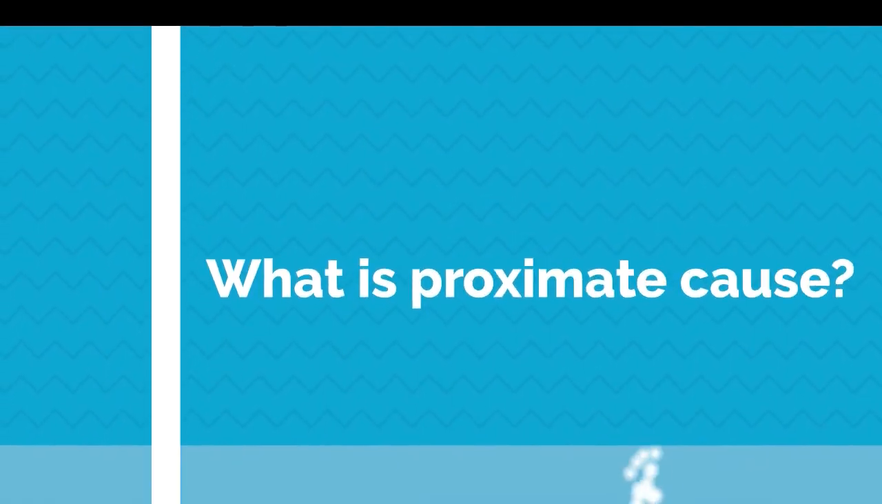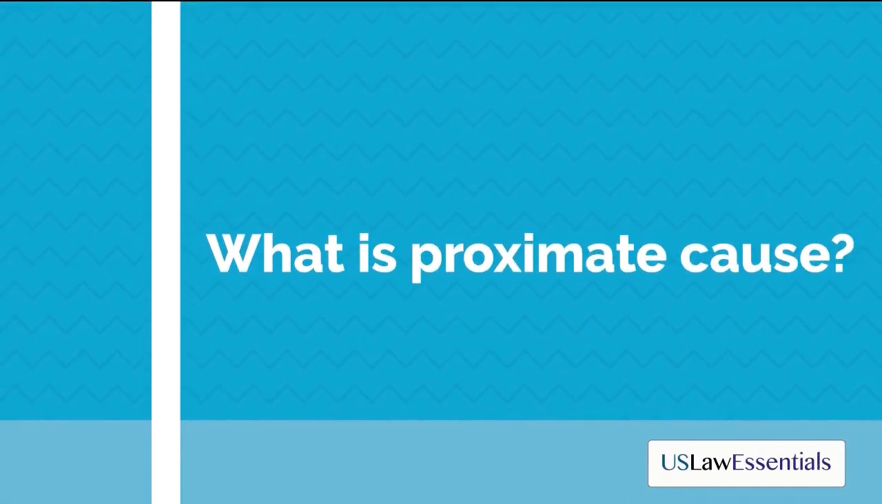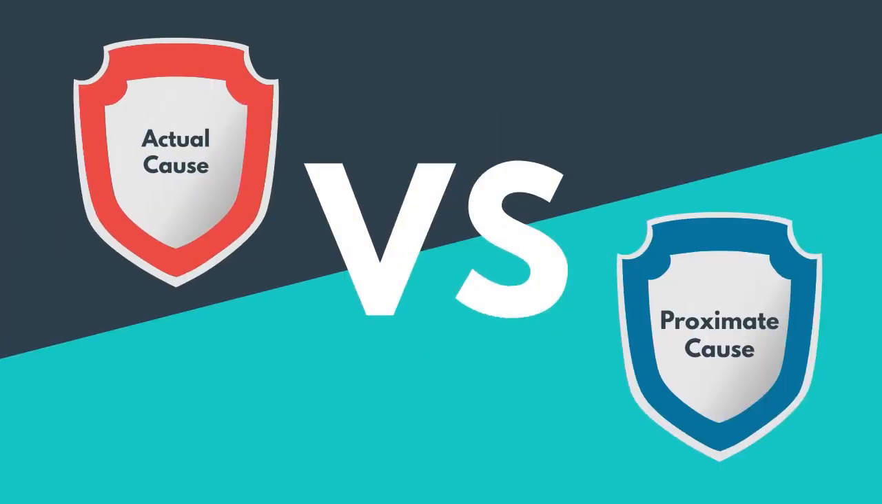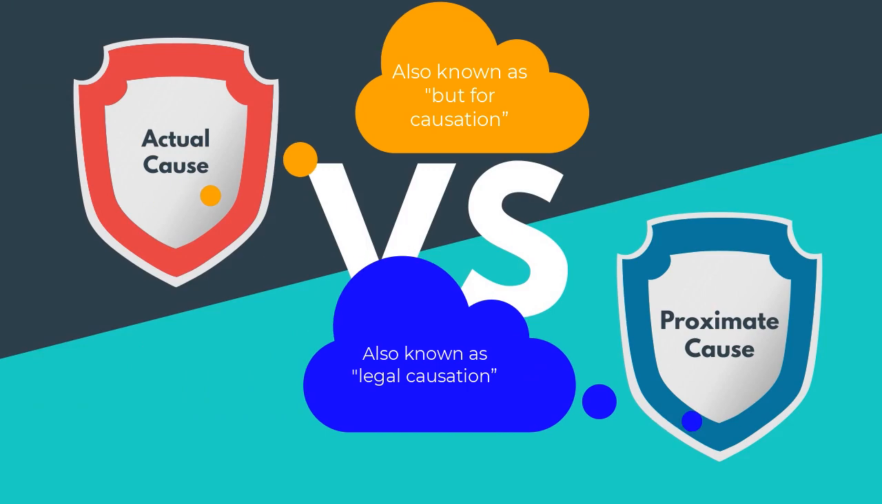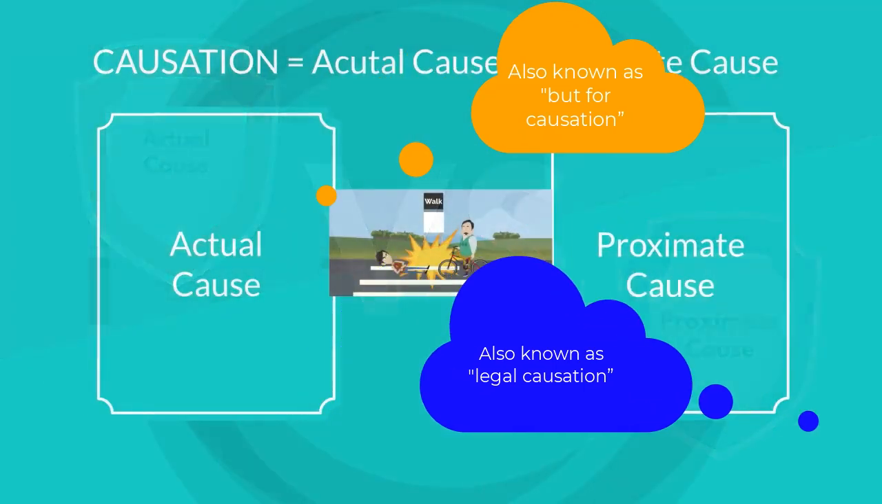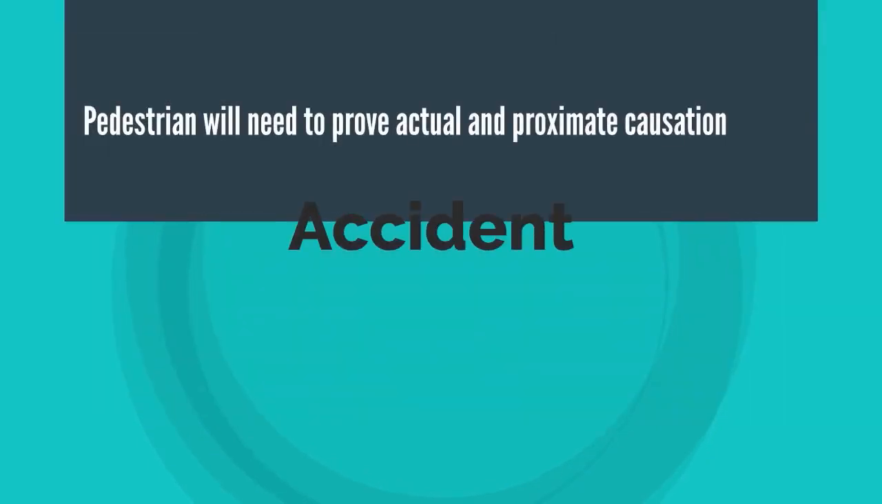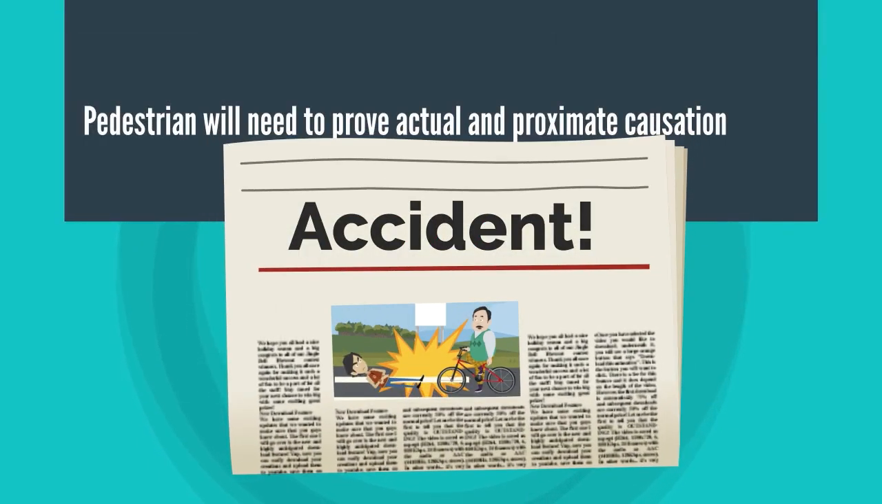In this video, we will introduce proximate cause in negligence cases. To understand proximate cause, we're going to look at it together with actual cause and see how actual and proximate cause together are necessary for causation. As in, what would this pedestrian have to show that the cyclist was the actual and proximate cause of any injury he received as a result of this accident?